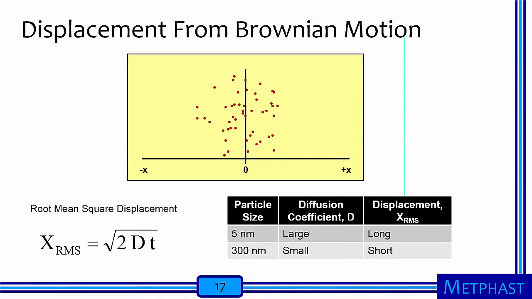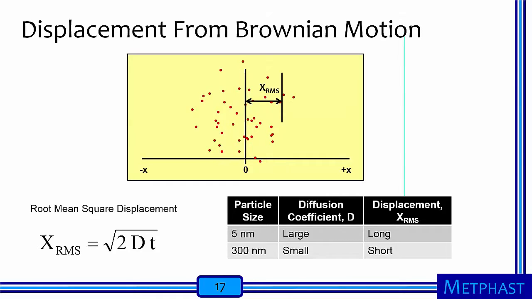The net displacement can be expressed as the root mean square displacement, which is simply the square root of 2 times the diffusion coefficient times time. Shown in the table at the lower right, a small particle, like a 5 nanometer particle, will have a large diffusion coefficient and therefore a large displacement due to diffusion, whereas a larger particle, say 300 nanometers, will have negligible displacement. If we look at this equation, the more time we give diffusion, the more displacement we'll have.